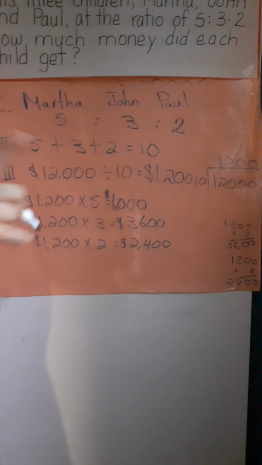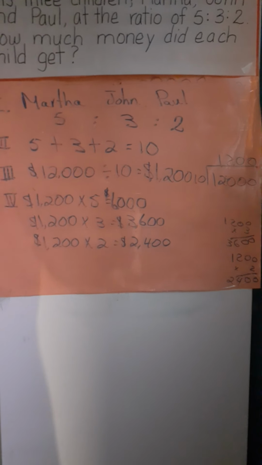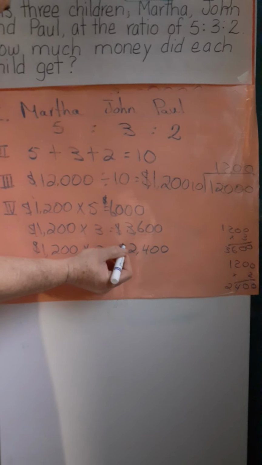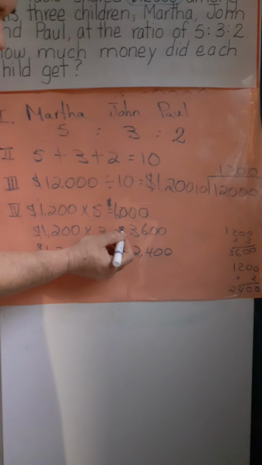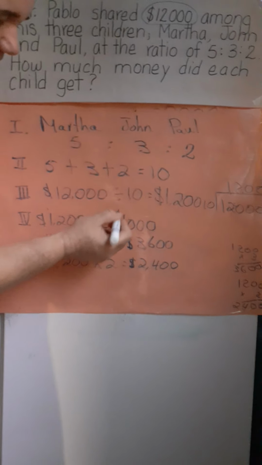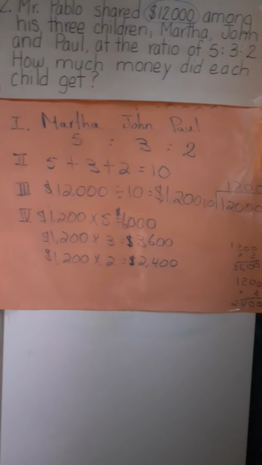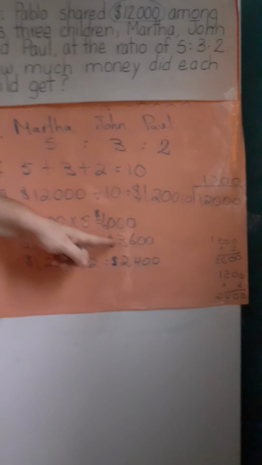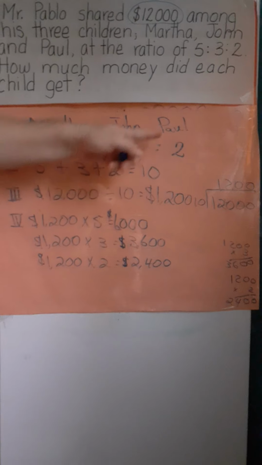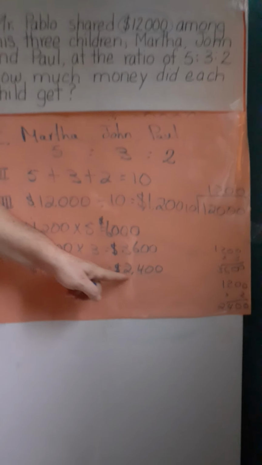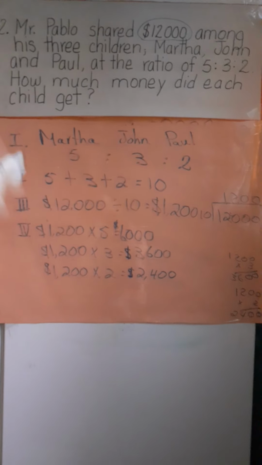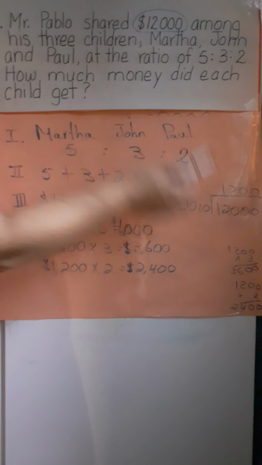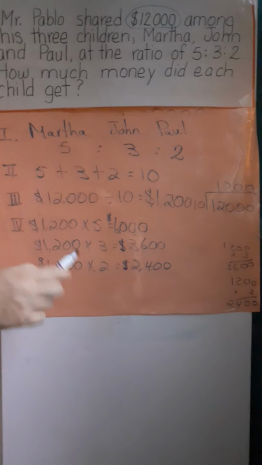$2,400. Remember that each of the answers needs a name. So this is dealing with money, so you need to put the $ sign on the left-hand side of the number. Okay, so Martha got $6,000, John got $3,600, and Paul got $2,400. Let's see if, when we add this together, it's going to give us back the amount, $12,000.